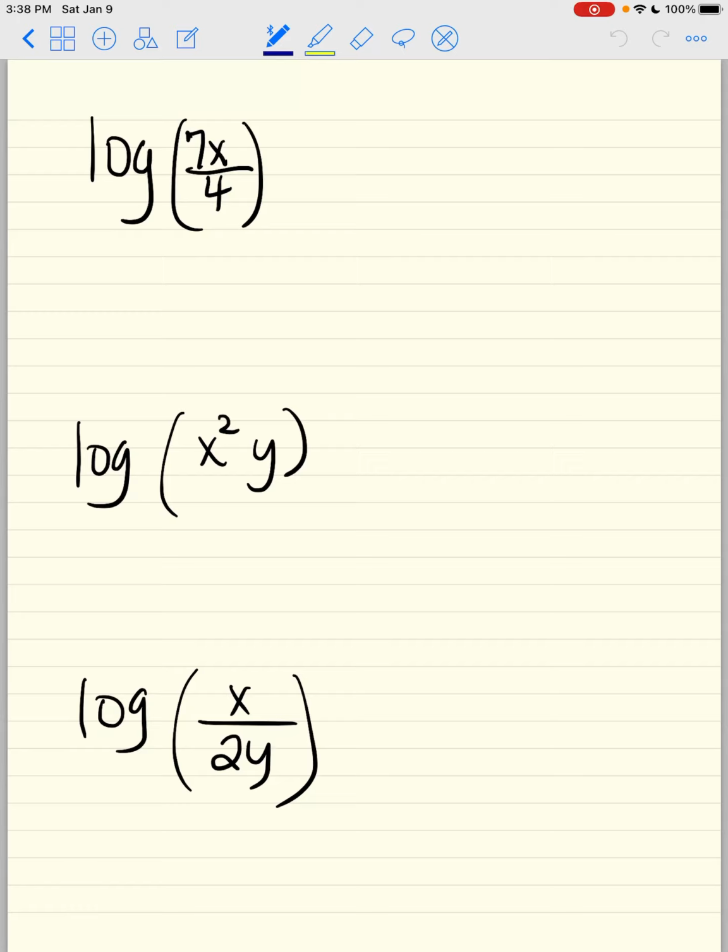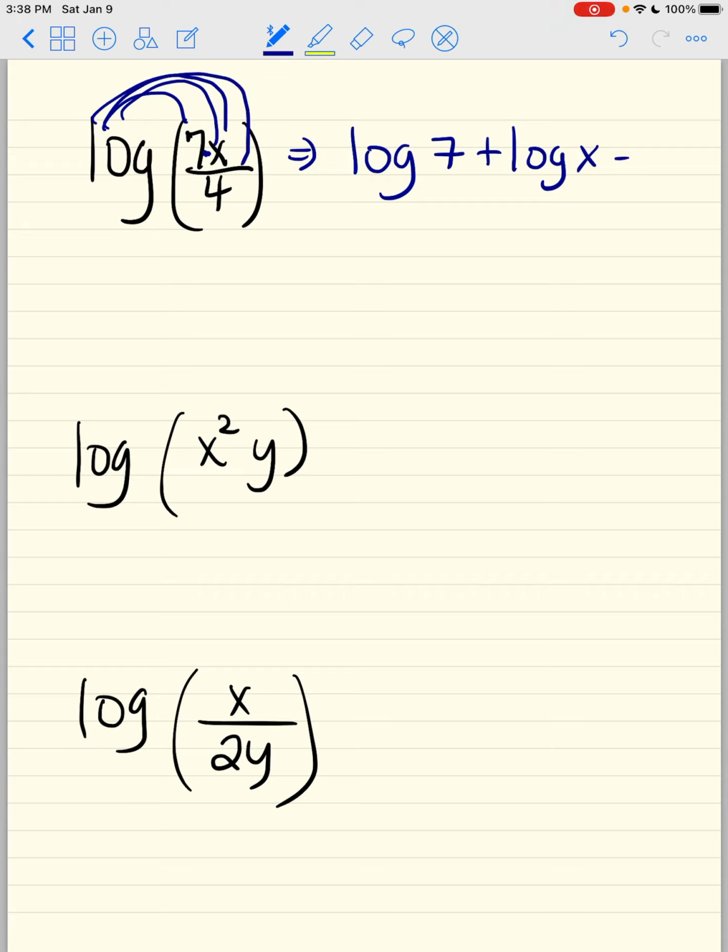Read it first. Log of 7 times x divided by 4. 7 times x, well, that's going to be log 7. The log touches a times, it becomes a plus sign. Log touches x, touches division, becomes a subtraction, and then log 4. Take a look at it. Log 7 plus log x minus log 4. I just expanded it. I made something small get very large. Let's try the next one.